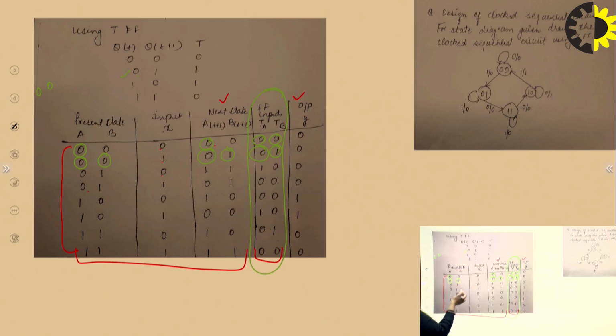Another condition I'll be explaining. Take this condition. For A, you have 0 as present state and the next state is 1. So present state is 0, next state is 1. What is T? T is 1. Right? Then in a similar way for B, present state is 1, next state is also 1. So when present and next both are 1, what is the condition? T will be 0. Clear?